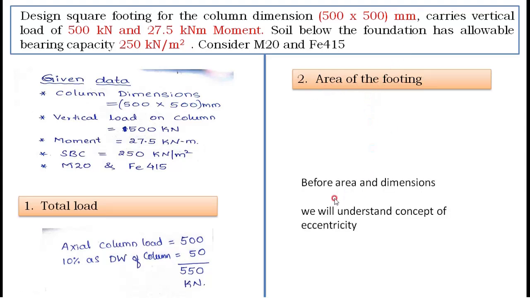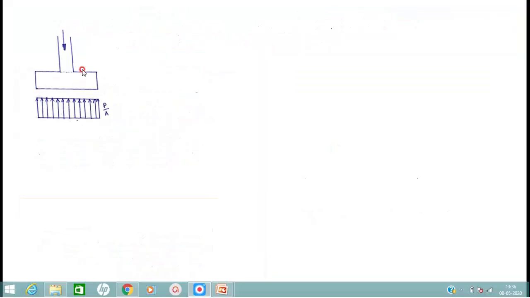Before considering this area of the footing, we will go and understand the concept of eccentricity, how it affects our footing. This is a concentric load. Here one load is acting, which is concentric because it is acting at the center of the footing. Therefore the upward stress acting on the footing will be P by A, force divided by area, and this is uniform from one end to the other end.